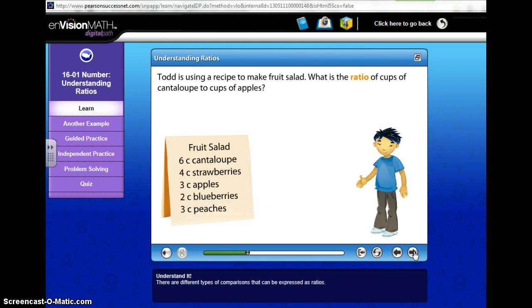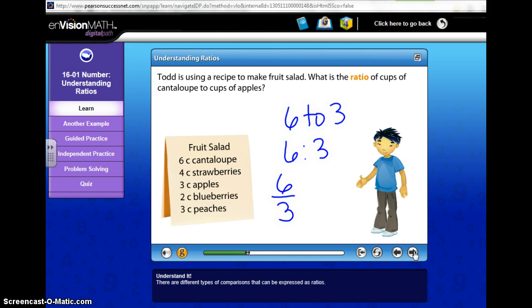So Todd's using a recipe to make fruit salad. He wants to know what is the ratio of cups of cantaloupe to cups of apples. So how many cups of cantaloupe does he have, America? 6. How many cups of apples does he have? 4. Oh, sorry. 3. Okay, so we can write this, or we could write it like this, or we could write it like this. All of those mean the exact same thing. Okay, with me so far?